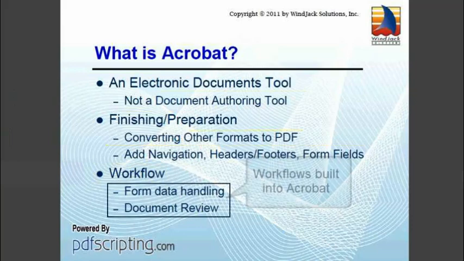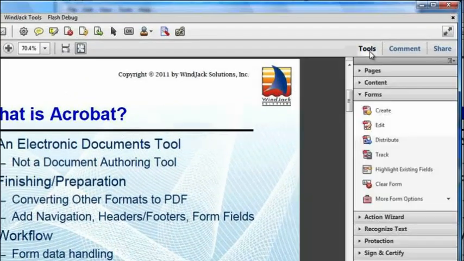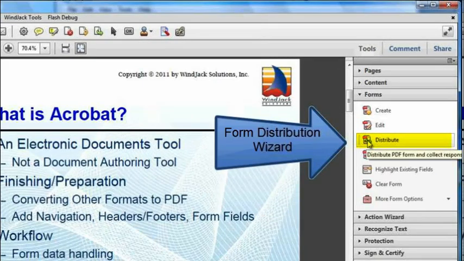But Acrobat comes built in with two general-purpose workflow processes. These are the form data handling and document review processes. I'm not here to talk about either of these, but let's take a quick look at the form data handling because it's going to help us to understand automation a little bit better. Form data handling is initiated from the Tools panel on the Forms pane with the Distribute button.